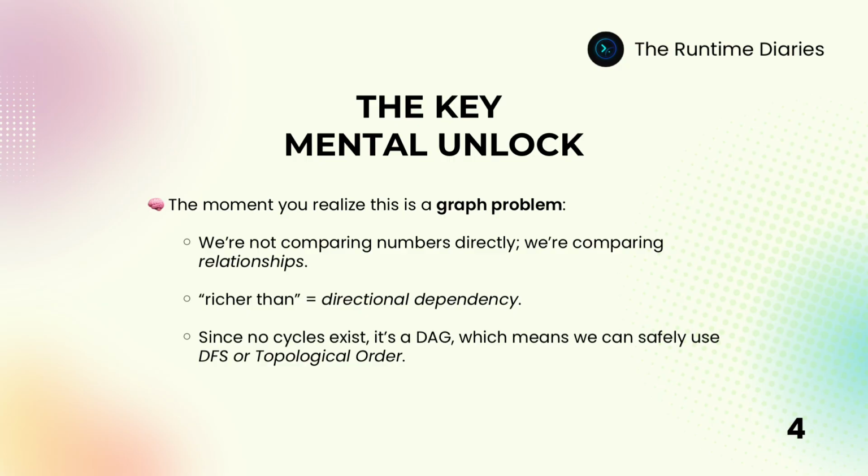The reason this is a graph problem is because richer than is a directional dependency. You can't just sort or filter these numbers. They're connected through relationships. And since it's acyclic, meaning there's no circular richer chain, we can safely use either DFS, depth first search, if we're collecting information upward, or topological sorting or BFS if we're pushing information downward. That's the mental unlock. We're no longer comparing raw values. We're navigating dependencies.